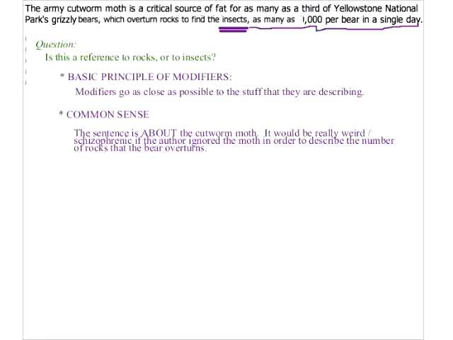So, if you're going to have something like 40,000 of these per bear, that's going to be, by default, we're still talking about this moth. But more to the point, if you see this kind of modifier, then it's going to talk about the stuff that's next to it. That's the idea.